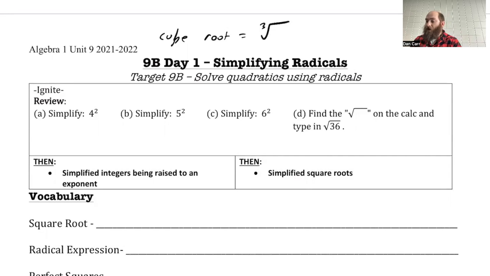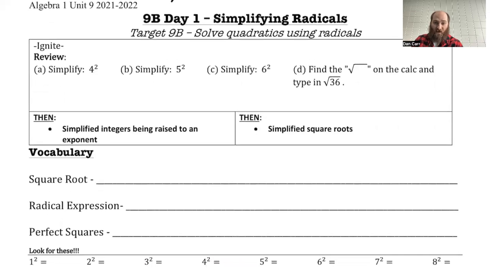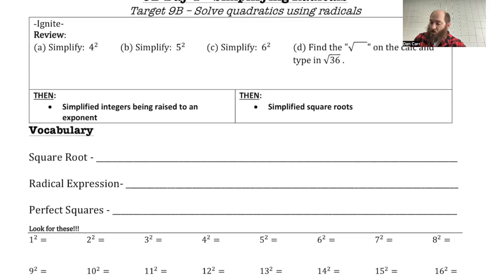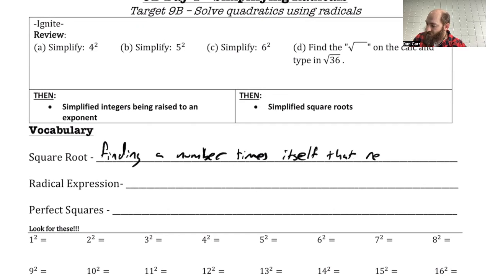So today we're going to be talking about how we handle just the square roots right now, because that deals with our quadratics a little more closely. Okay, so square root. Square root is finding a number times itself that results in the given number.